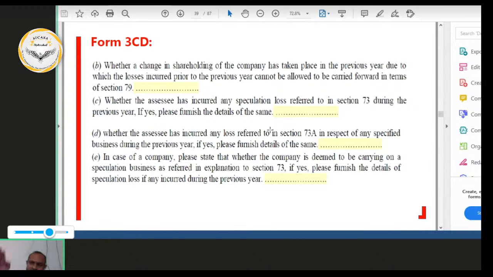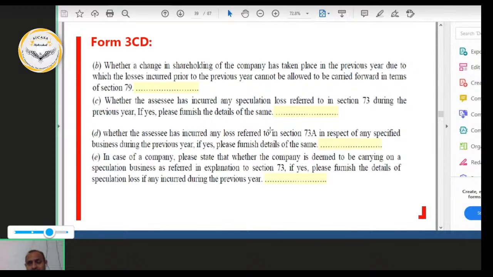In the year of adjustment, you examine the shareholding pattern. If there is a change there, and the change accounts for more than 51%, then that loss will lapse. So that is the provision of section 79. You have to give the impact of losses under 79 under this particular clause 32(b). Then 73 losses also you have to give. It means speculation losses; if there are any, you have to quantify and give.